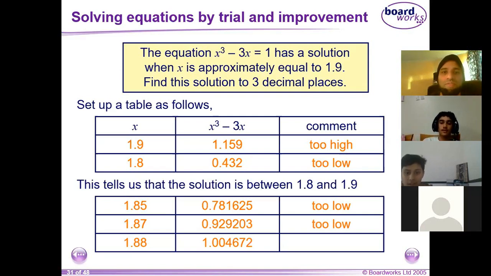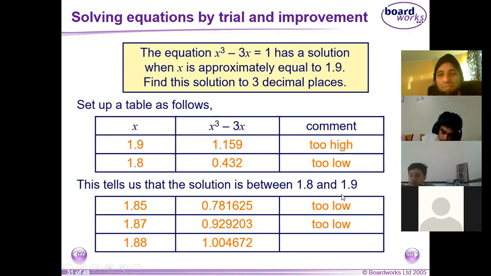So look at what we've done. First, we had 1.9, too high. We said, okay, let's go lower, 1.8, too low. Then we realized the answer is between 1.9 and 1.8. We don't need to try 1.7. We don't need to try 1.6. As long as you know your answer is between two things, how do you know that? Because one's going to be too high and one's going to be too low. You can now get those two things.